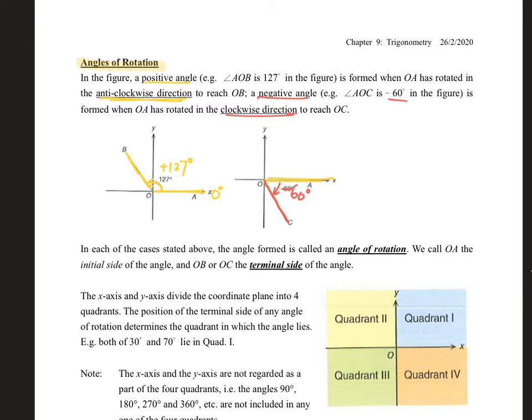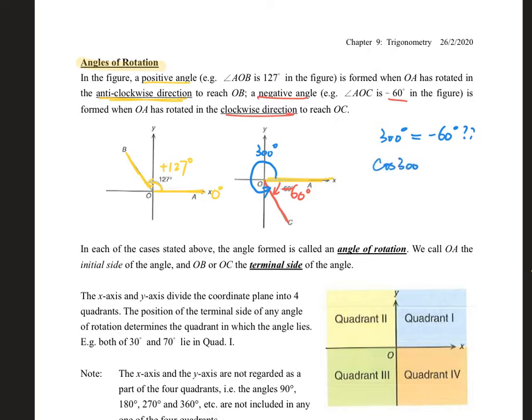If you're smart enough, you will see that indeed the angle can be measured in both positive and negative directions. For example, in the second picture, we can measure the angle from the positive x-axis to the terminal side OC in an anti-clockwise direction. As a result, it's 300 degree. Of course, we can't say 300 degree is equal to minus 60, so it's very confusing here because they carry two different values.